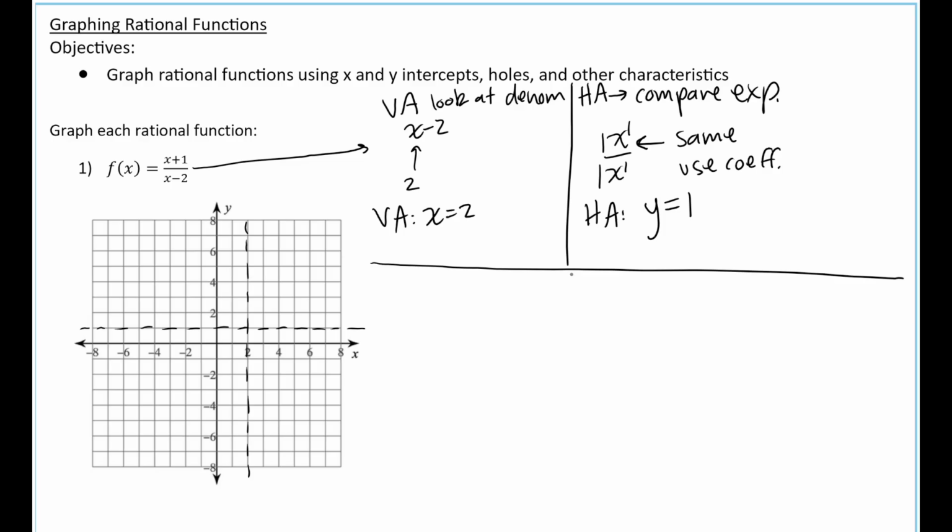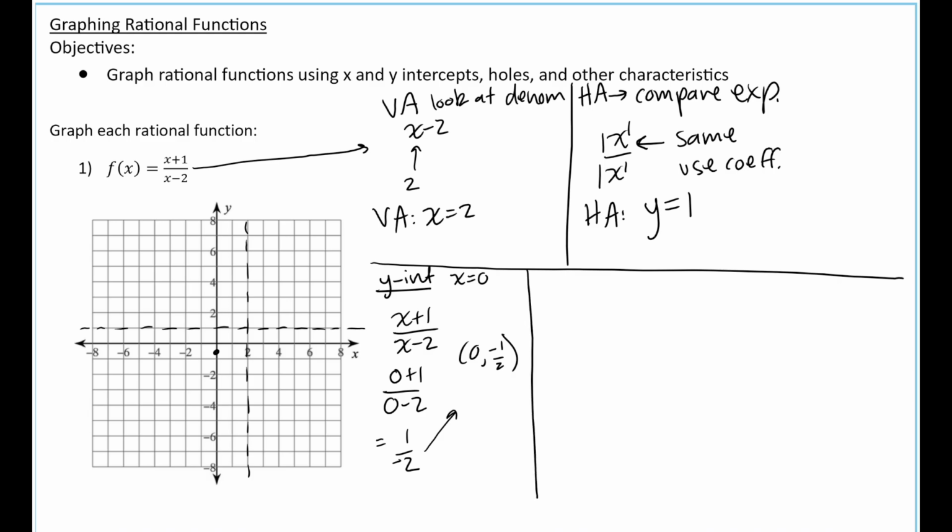So let's talk about x and y-intercepts. Let's do the y-intercept first, since it's a little bit easier. Remember, for a y-intercept, we make x equals 0 in our equation. So I'm going to plug in 0 into x plus 1 over x minus 2. I have 0 plus 1 over 0 minus 2, or negative 1/2. So that means I have a coordinate at 0, negative 1/2. That is the y-intercept, which is great information because at 0, negative 1/2, I already know where one of my curves is going to go.